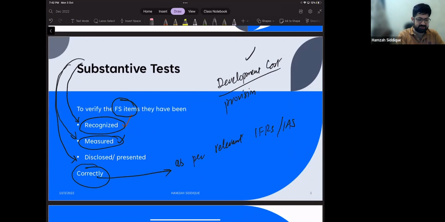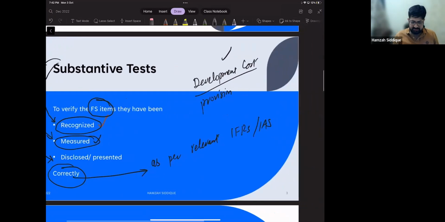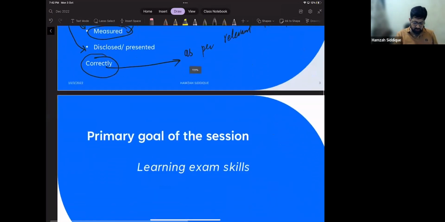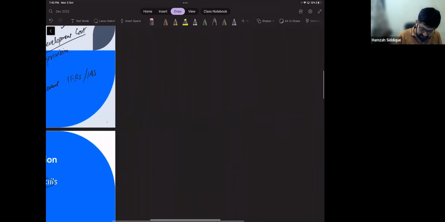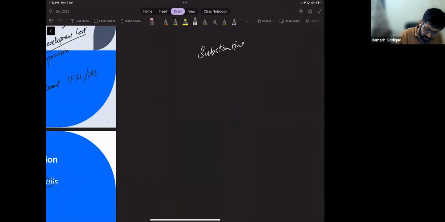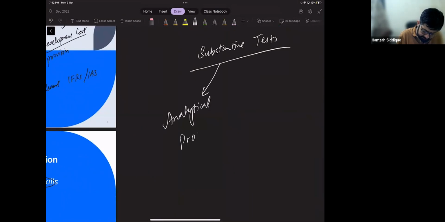Now, the next point. The primary goal of this two-day session is exam skill. Knowledge is not our topic today, although I have given a brief introduction. Substantive tests are of two types. One is called analytical procedures, and the second is called tests of details.